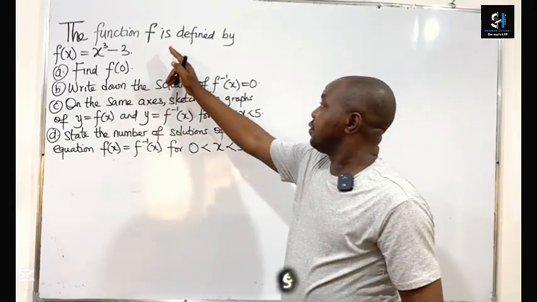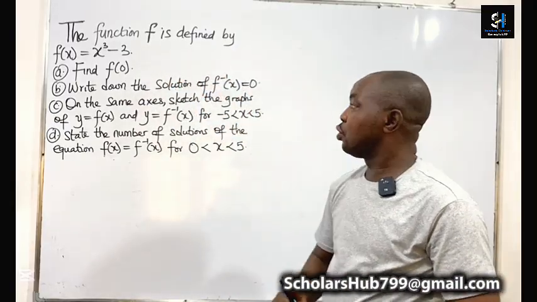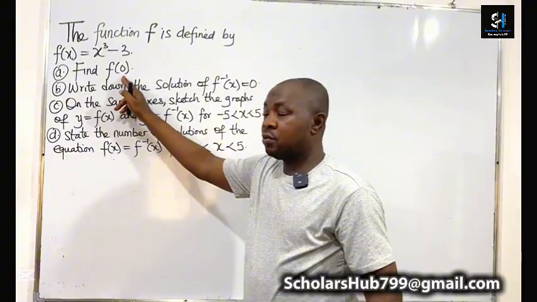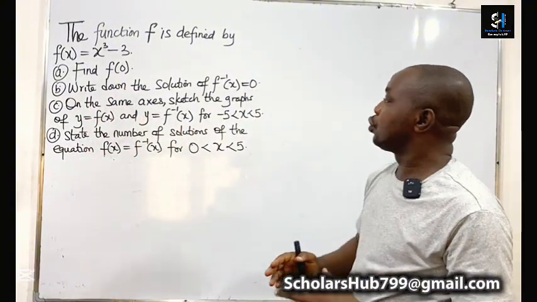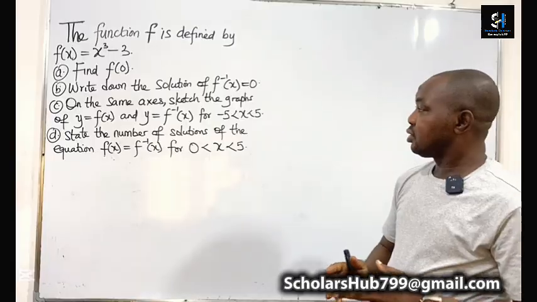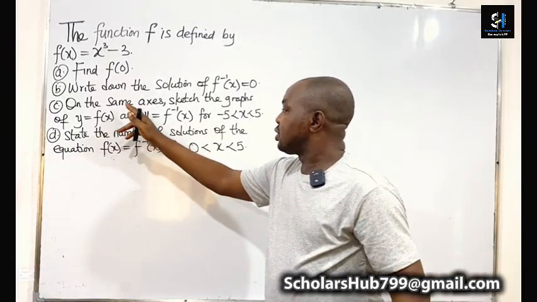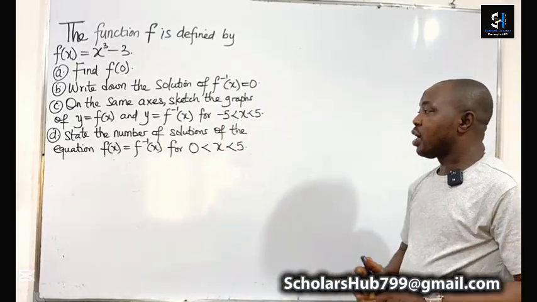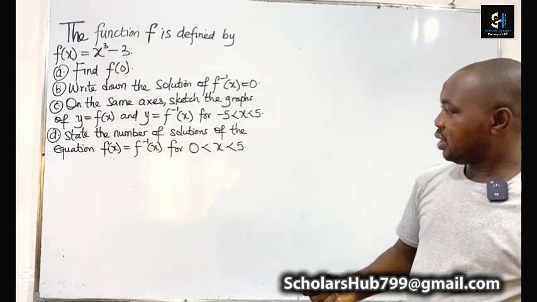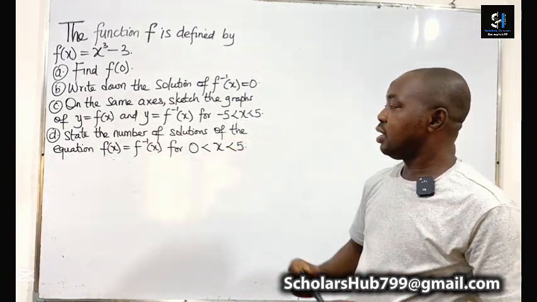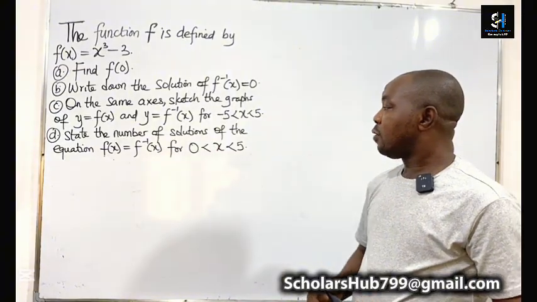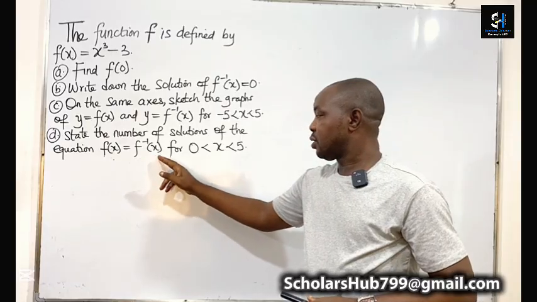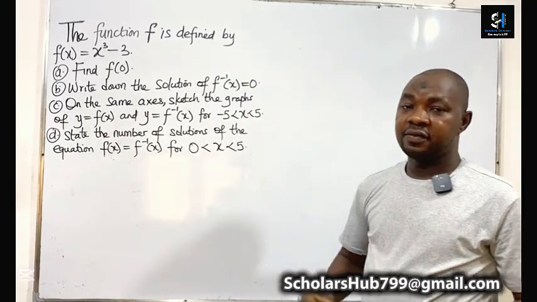The function f is defined by f of x equals x cubed minus 3. A. Find f of 0. B. Write down the solution of inverse function of x equals 0. C. On the same axis, sketch the graphs of y equals f of x and y equals inverse function of x for -5 less than x less than 5. D. State the number of solutions of the equation f of x equals inverse function of x for 0 less than x less than 5.